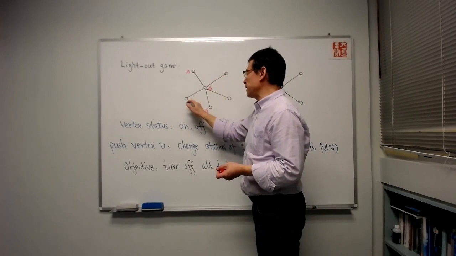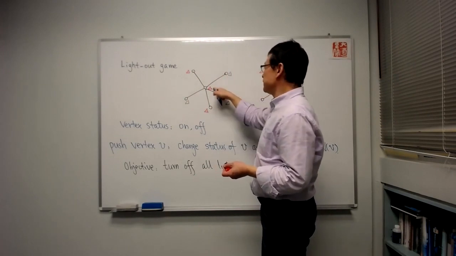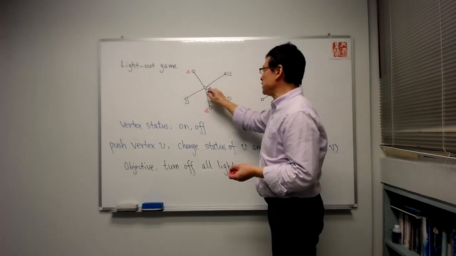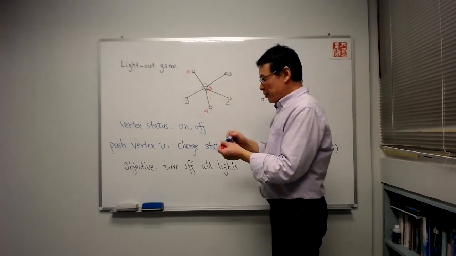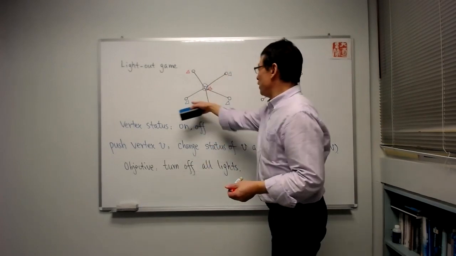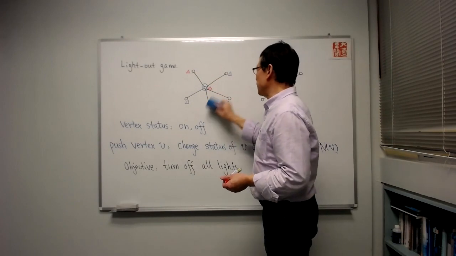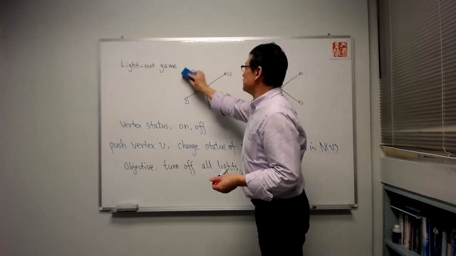So I use different lights. This one on, this one on, this one on. And then this one is also off if I push this vertex, so this one will be on. So after this, the new status will be on, and off, off. All right. So these will be gone.